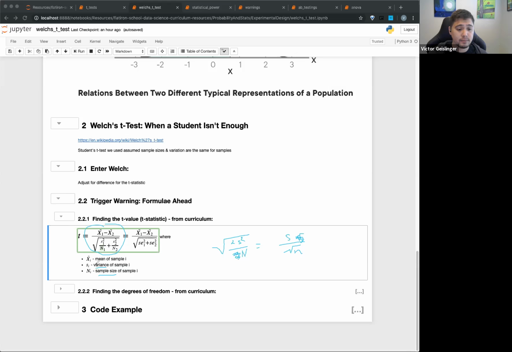Okay. What does SE stand for? I'm trying to remember the exact phrase. It's essentially the standard error, if that's right. So it's incorporating that standard deviation with the number of samples.